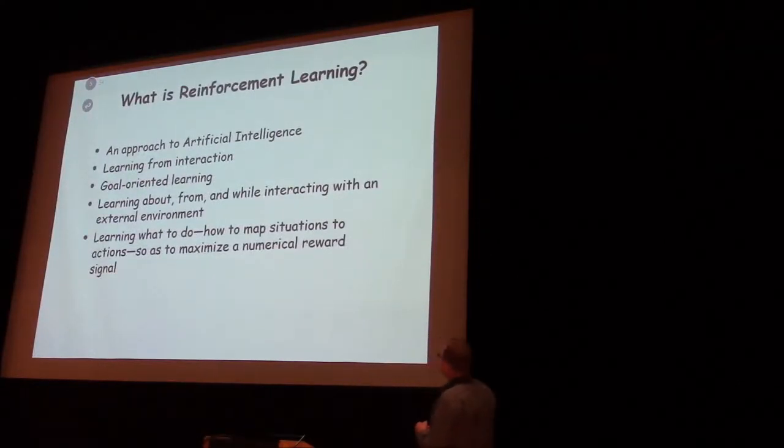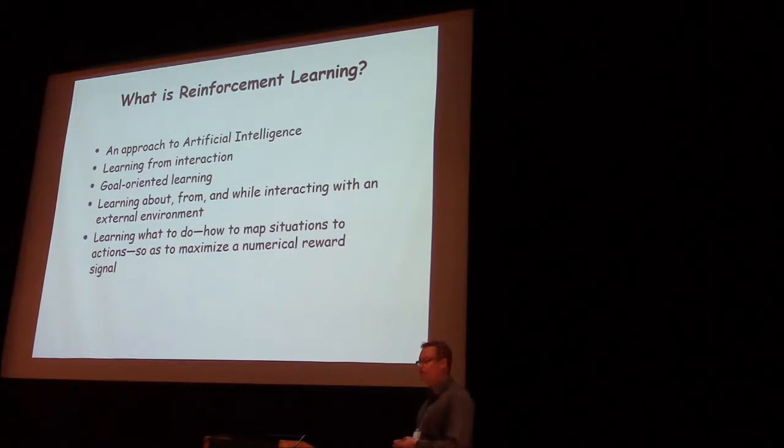Reinforcement learning is an approach to artificial intelligence, among other things, and is learning from interaction with an environment, with goal-oriented learning to deal with reward structures. So I'm learning about the environment while interacting with it. You're trying to learn what to do to achieve high rewards. We learn a map from situations to actions, what action to perform, so as to maximize this numerical reward signal over a longer period of time.